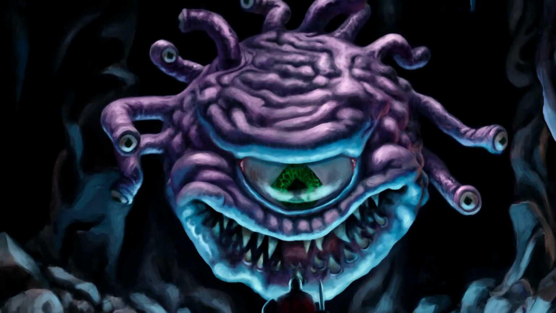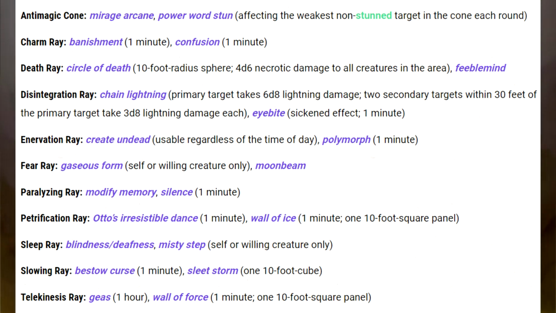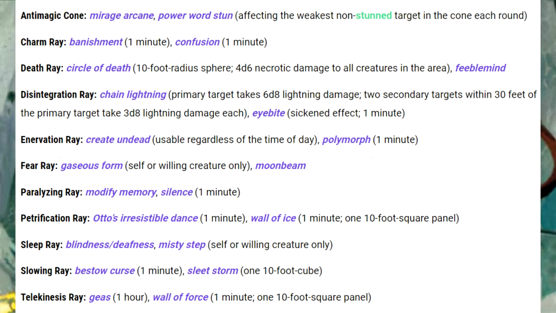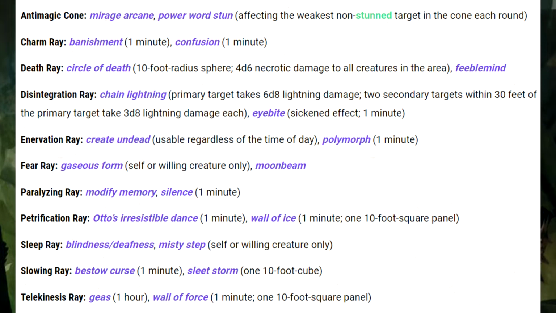Let's go to the Charm Ray. Instead of the Charm Ray, you can go with a Confusion Ray that lasts for a minute or until they save. And Confusion is going to wreak a lot more havoc on average than the Charm Ray, because Charm just makes it so you see the Beholder as a friend. You can still help your party, but that Confusion Ray can completely take people out.